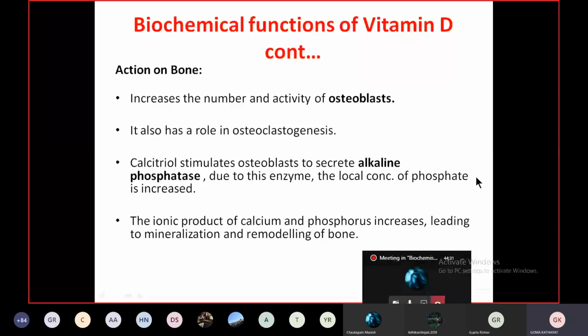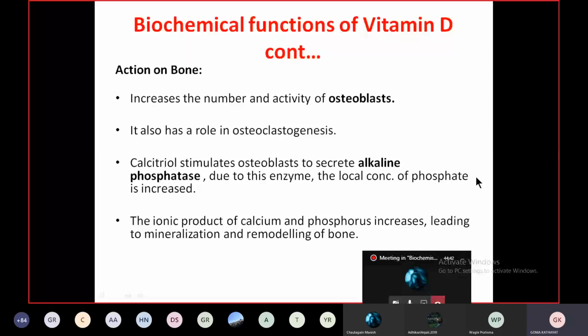Now, action on the kidney: vitamin D increases the reabsorption of calcium and phosphorus. So what is the role of vitamin D on the intestine? Can you tell me? Increases calcium absorption. Basically, calcium and phosphorus. In the kidney, it has reabsorption of calcium and phosphorus.